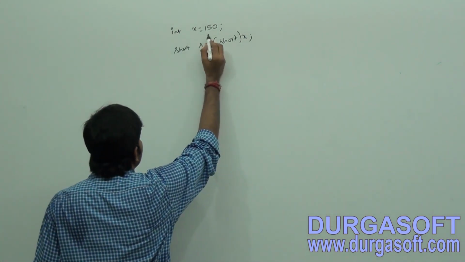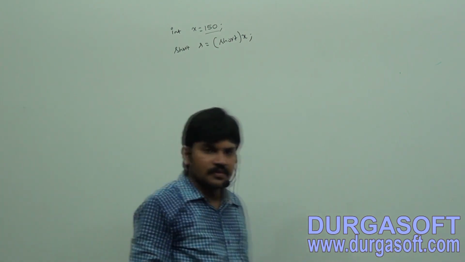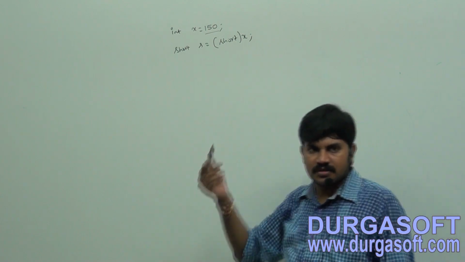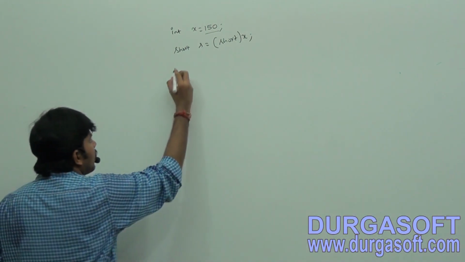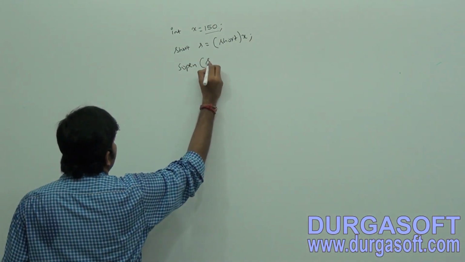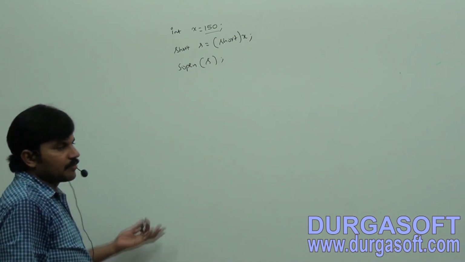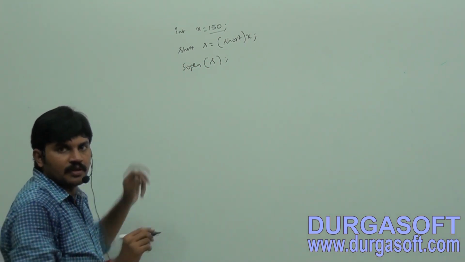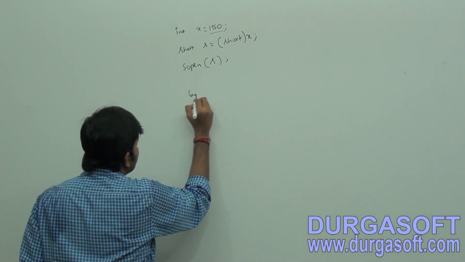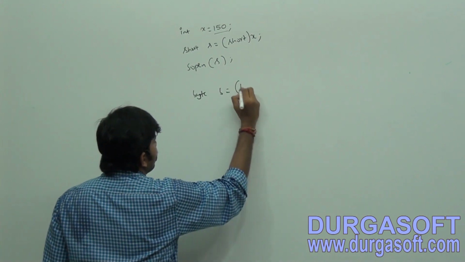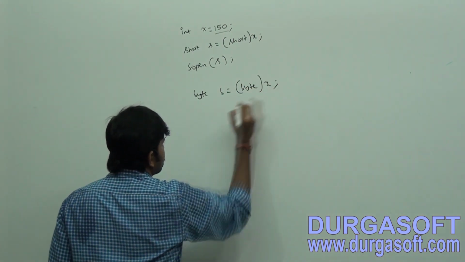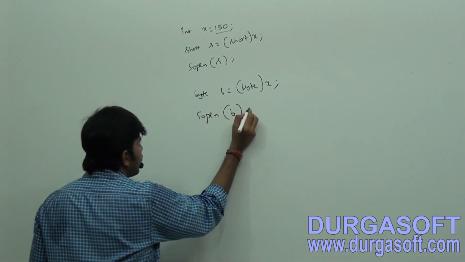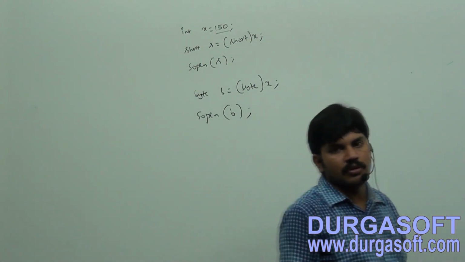Can you tell what is the x value? 150. Is 150 within the range of short or not? Yes, that's why there should not be a problem at all. SOP of s. Maybe we will get 150, because 150 is a valid short value. Now byte b is equal to byte of x. System.out.println of b I'm taking. That's all, only two examples, right?